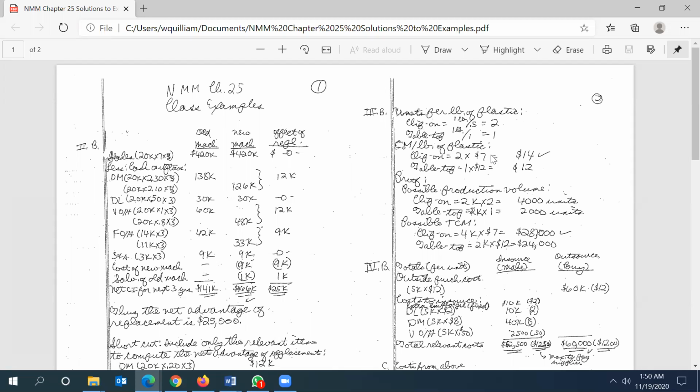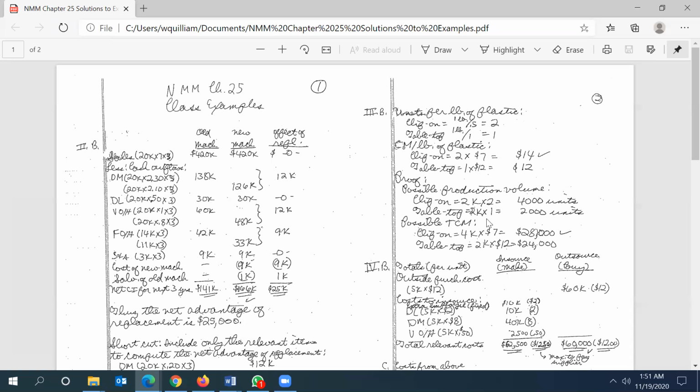Well, the clip-on style, we get 2 of those units per pound of plastic. Each one has a contribution margin of $7 per unit. Gives us $14 of contribution margin per pound of plastic. Tabletop style, well, only 1 of those per pound of plastic, and each tabletop style has a contribution margin of $12 per pound. So per pound of plastic, we can only get $12 contribution margin per tabletop model. So we're going to pick the clip-on style.